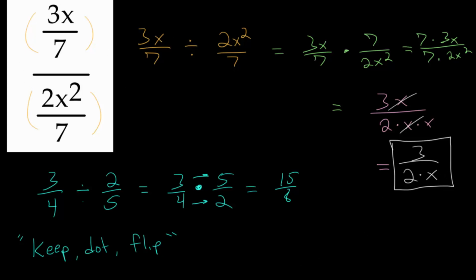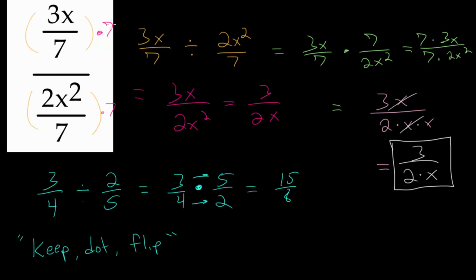Now, I do want to mention the alternate approach. Rather than rewriting this as a normal division problem with fractions, we can also notice that the denominator for the numerator fraction and the denominator for our denominator fraction are both 7. So if we multiply the numerator by 7 and the denominator by 7, we can cancel those out right away, so that we get 3x up top and 2x squared down below. Essentially now we're at this step, which we know simplifies to 3 over 2x. So that approach will work as well.